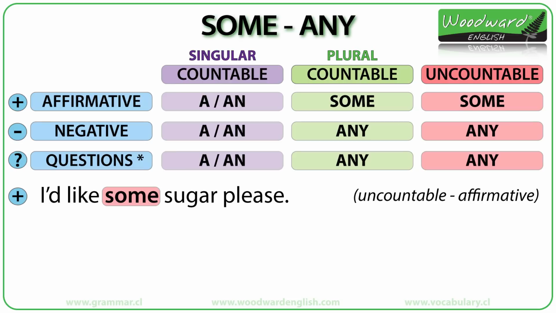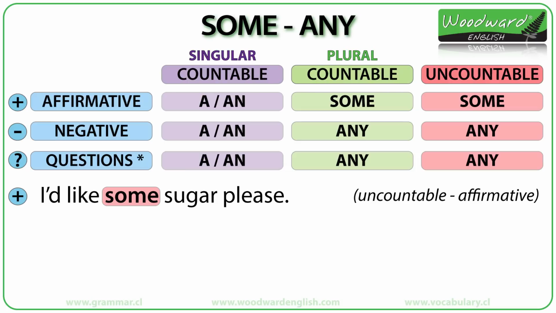Some more examples with uncountable nouns. I'd like some sugar, please. You can't count sugar. Sugar is an uncountable noun. You can count teaspoons of sugar, but there you are counting the teaspoons and not the sugar. Though sometimes you may hear people say, "I'll have 3 sugars in my coffee, please." But that is because they are still referring to the teaspoon of sugar and not the sugar itself.